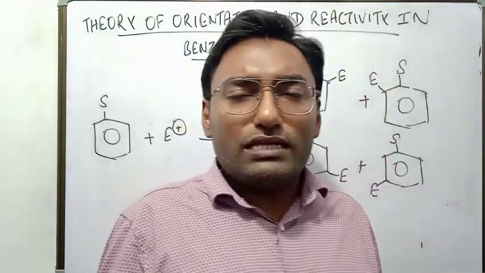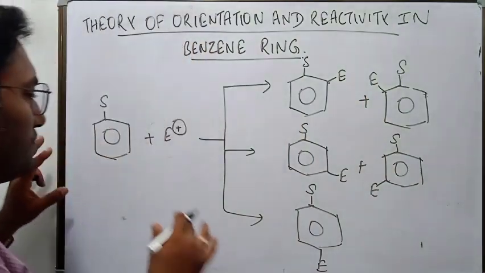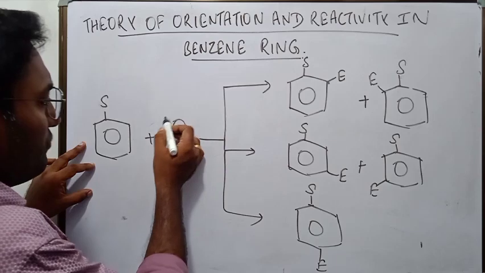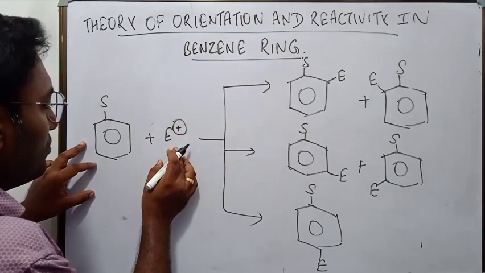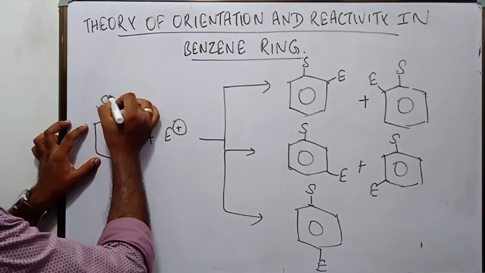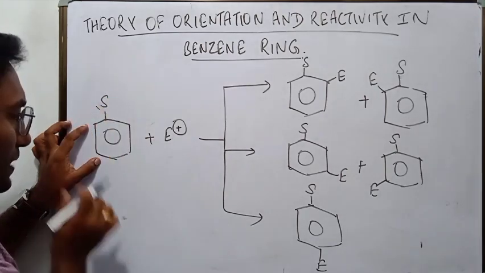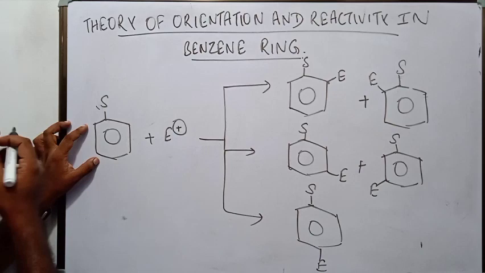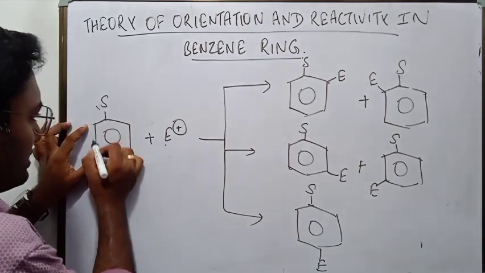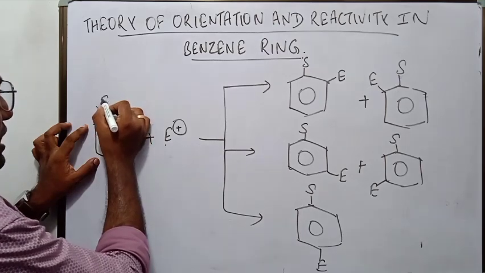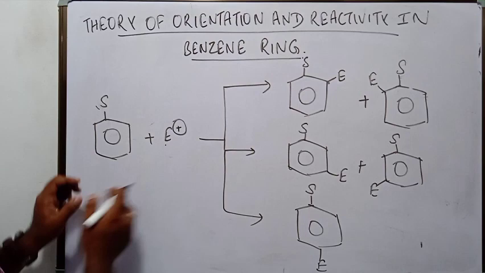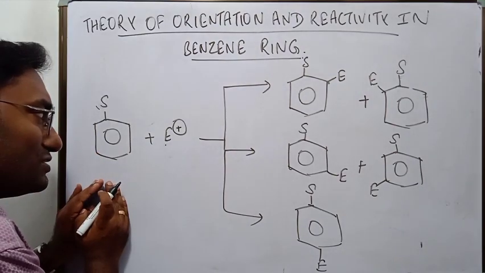Let us assume what would be the situation. What would happen if an electrophile encounters a benzene ring which already has a primary substituent attached to it? What would happen? Whether it will attack? That is the first question.